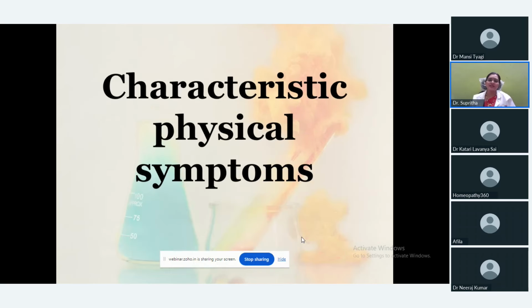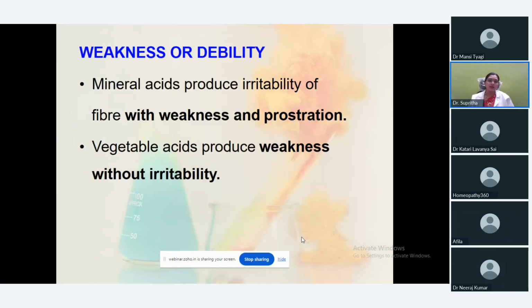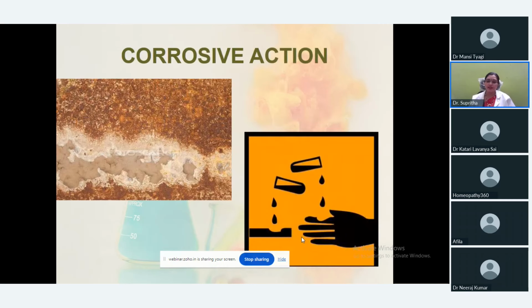Coming to the characteristic physical symptoms. There is weakness and debility, always inclination to lie down. Mineral acids produce irritability of fiber with weakness and prostration. Vegetable acids produce weakness without irritability. Vegetable acids are nothing but organic acids. They have corrosive action.